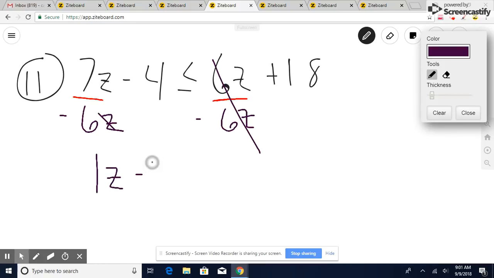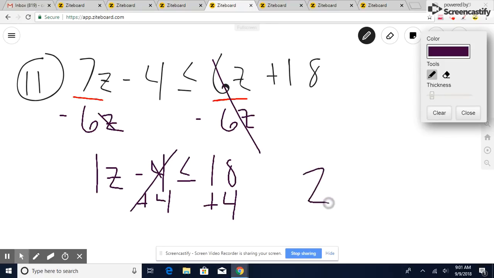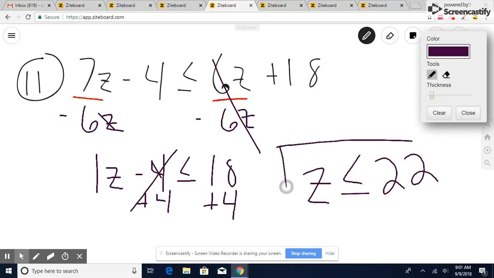Then I bring down what I haven't used. All right, so then +4. That cancels. And so I'm left with Z is less than or equal to 18 plus 4 is 22. Okay, and so that was number 11. We skipped all the way down to number 11. All right. Moving right along.